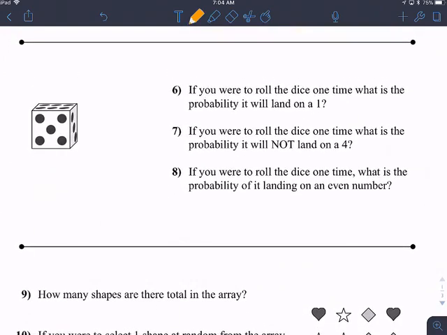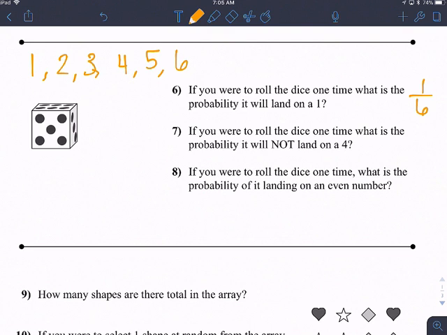Moving on. For number 6, now we are looking at a die. So if you were to roll the dice one time, what is the probability it would land on a 1? Well, the options when rolling a dice are 1, 2, 3, 4, 5, or 6. So how many 1s do I have on my dice? 1. And then how many total options? 6. So my probability is 1/6.